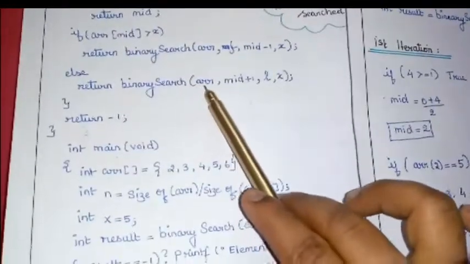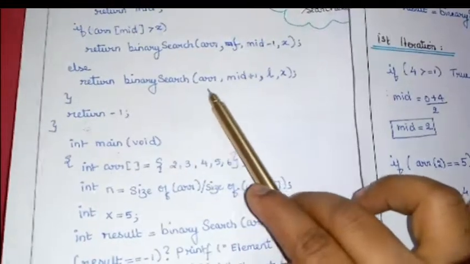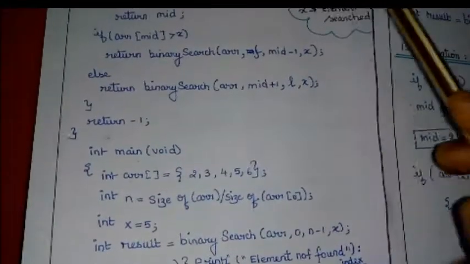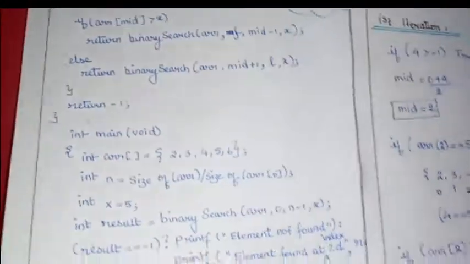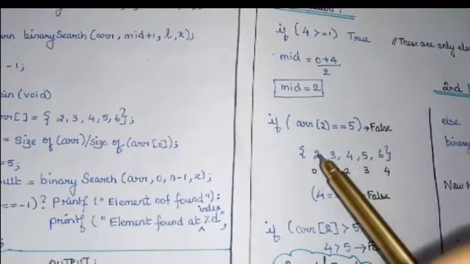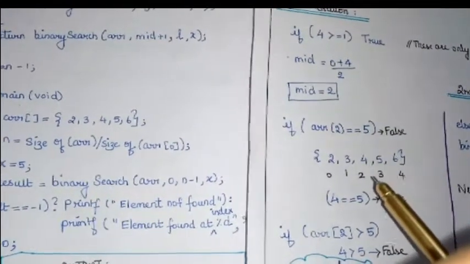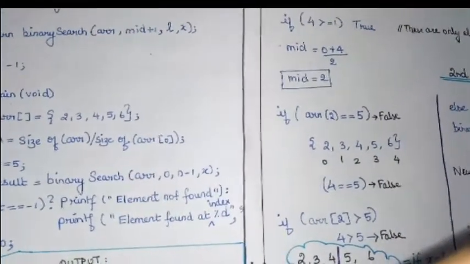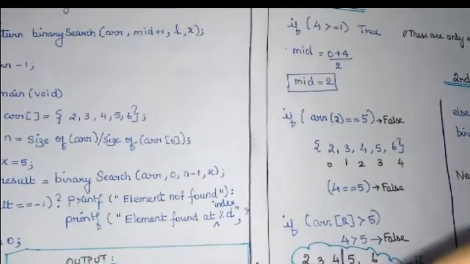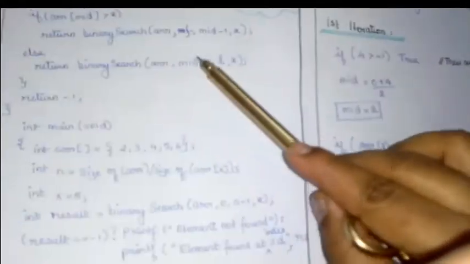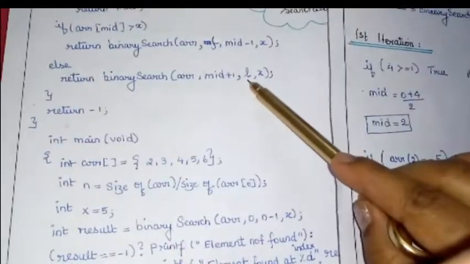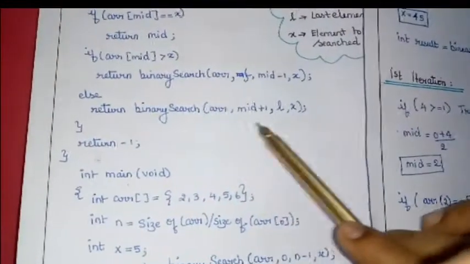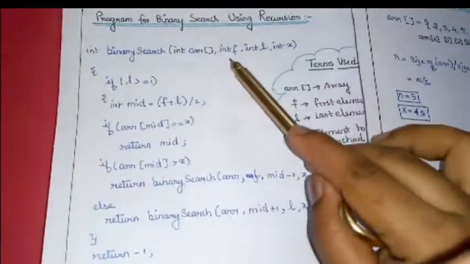I have just passed the array, that is my array elements. The first element is mid plus 1. My first element is mid plus 1, so that I'm just removing all these 3 elements, till my previous mid. So I'm just considering this element as my first element, which is nothing but mid plus 1. Array, mid plus 1. Next come the last element and the element to be searched. Now with these parameters, again the function will be called.